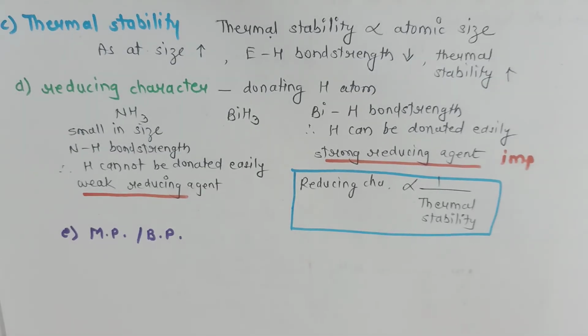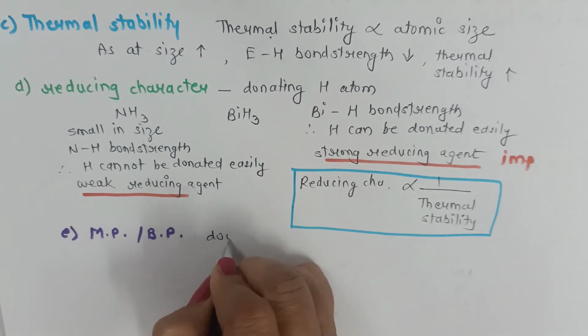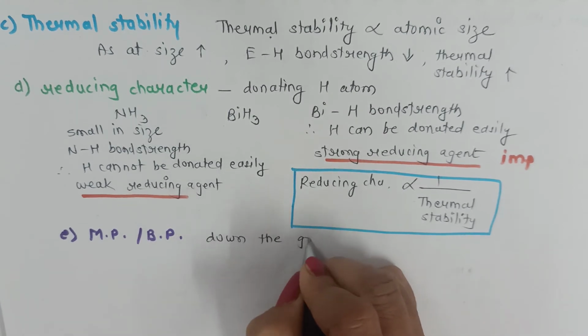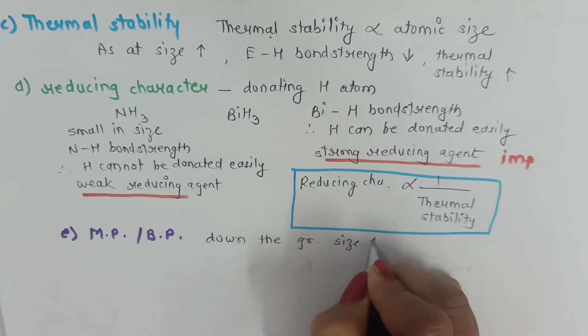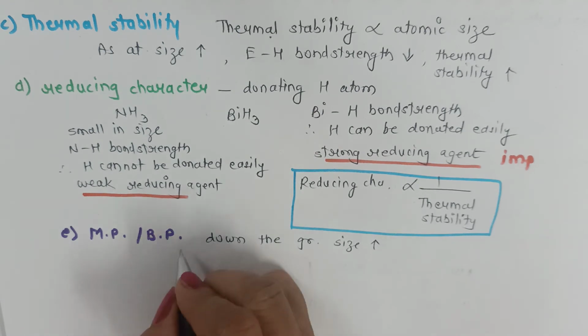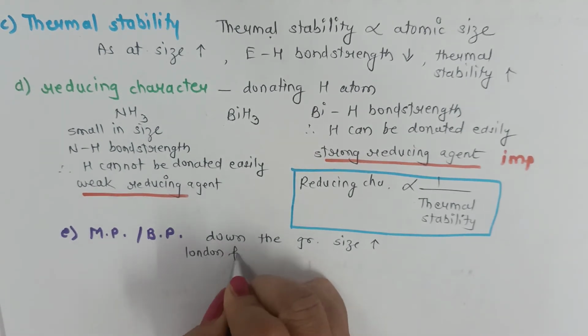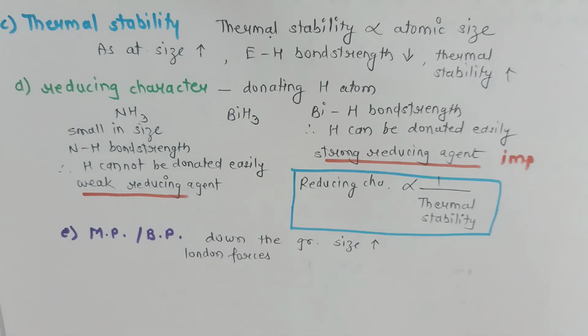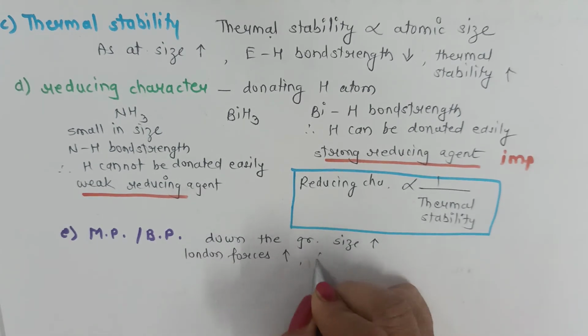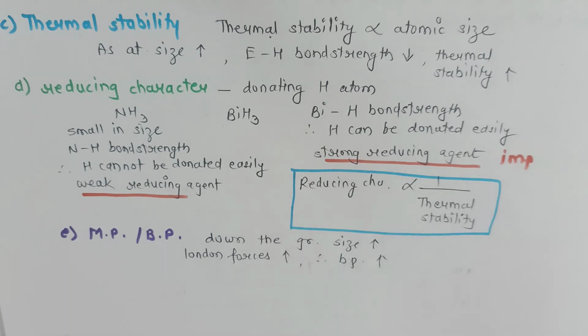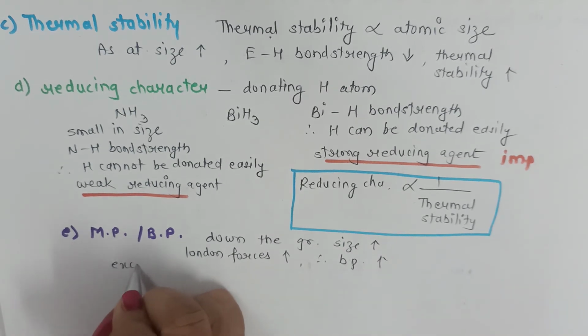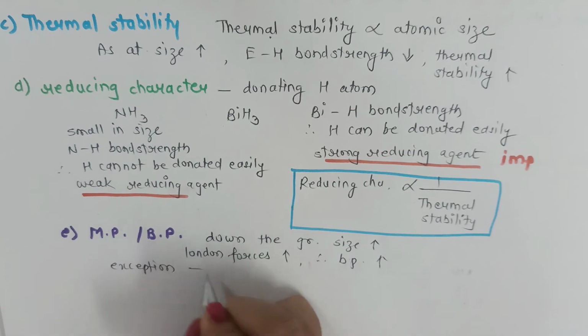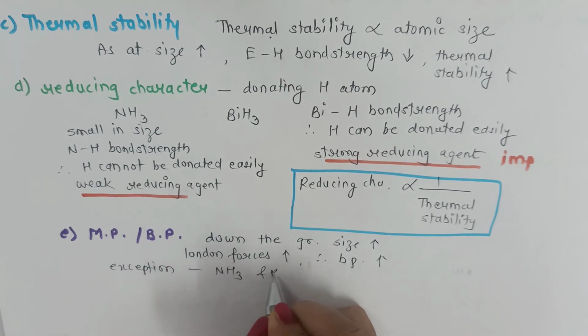So when we are discussing melting point and boiling point, we have to consider the size. We know down the group, the atomic size increases. As the atomic size increases, what will happen? The London forces or van der Waals forces will increase. Therefore, boiling point will also increase. So as we move down the group, the boiling point should increase. But there is an exception, as we have seen just now. There is an exception of ammonia and phosphine.